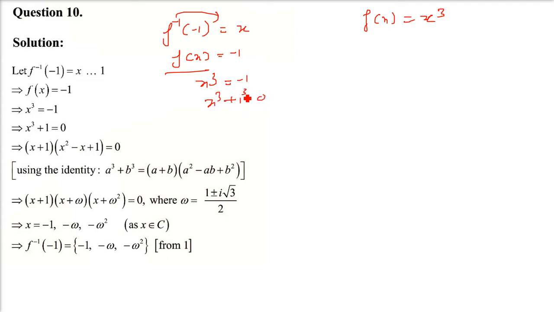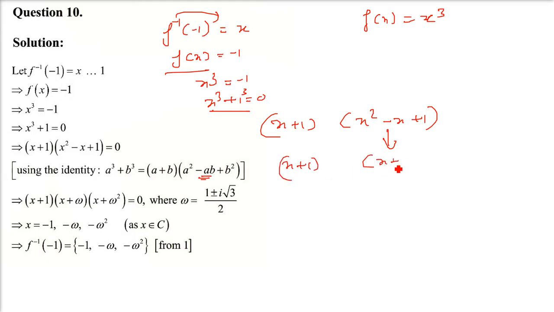Now assume it to be 1 cube. Now we have to apply the formula of a cube plus b cube. Please remember this, because we are going to use it in another question. So a cube plus b cube is a plus b, a square plus b square minus ab. So what do you get? x plus 1 into x square minus x plus 1. In the previous question I told you how to write x square plus x plus 1. Similarly, we write x square minus x plus 1 as x plus omega into x plus omega square. When you multiply, you will definitely get x square minus x plus 1, because 1 plus omega plus omega square is equal to 0 and omega cube is equal to 1.